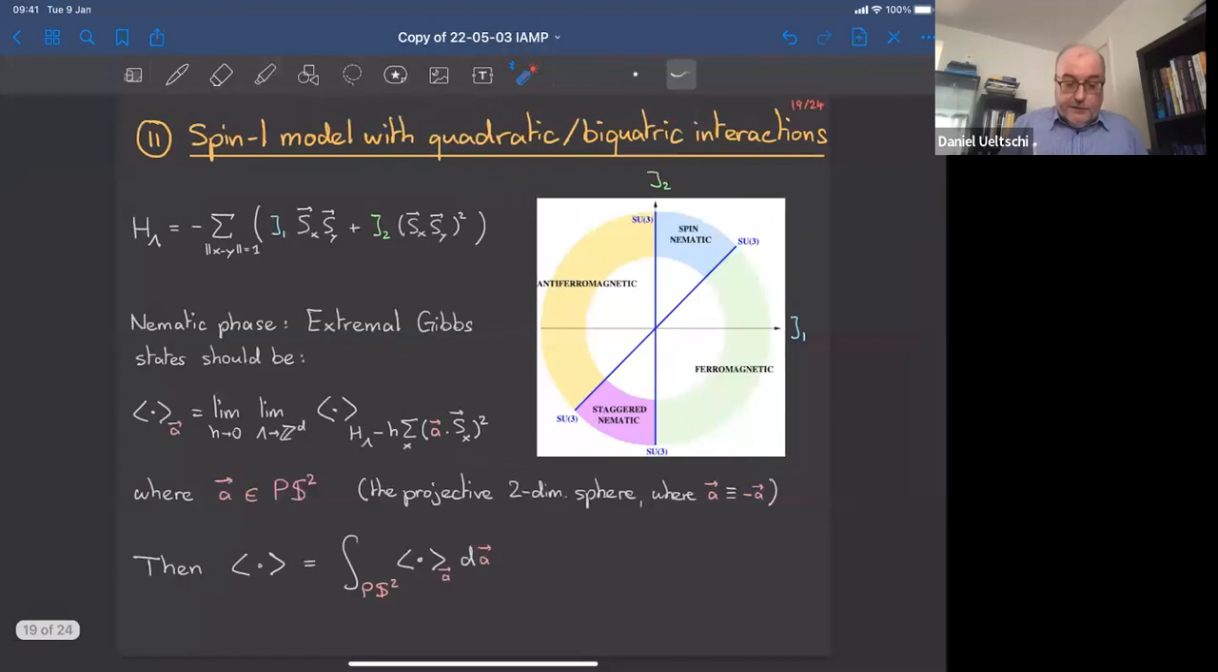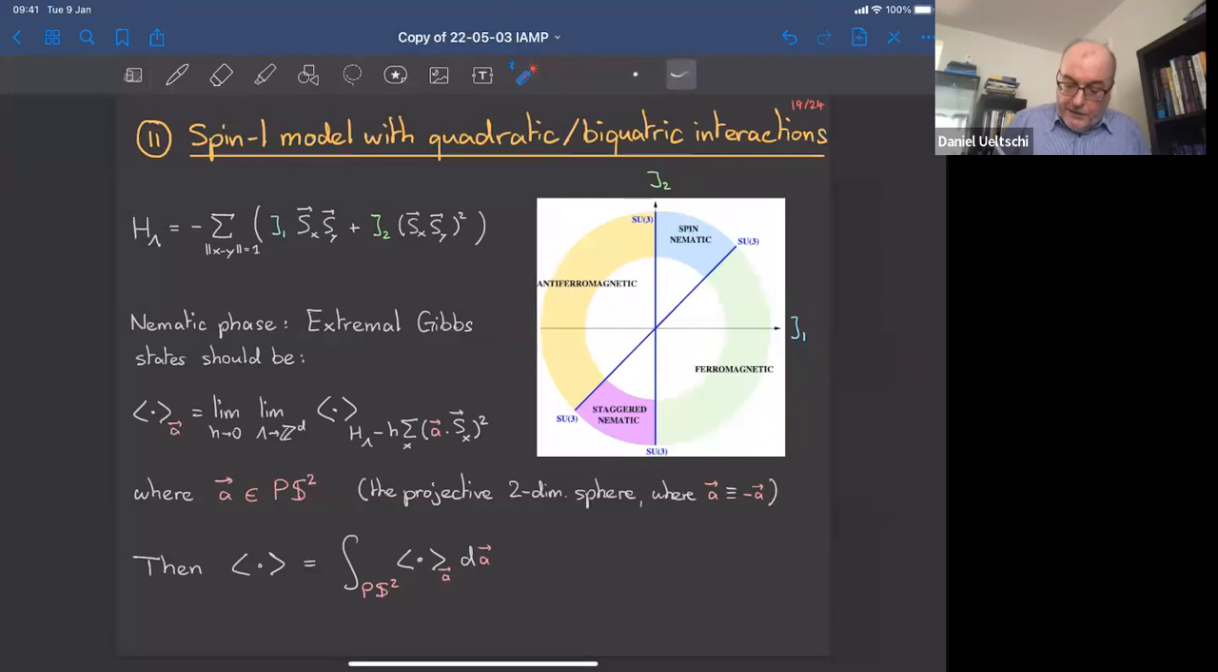Finally, I'd like to discuss the spin one model with quadratic and biquadratic interactions. So that's a model that we briefly saw before. So spin one, and the Hamiltonian is a linear combination of S_x·S_y and (S_x·S_y) squared with two parameters J1 and J2. And here you have a phase diagram for dimensions 3 and higher. So here you have J1, here J2. By the way, this direction over here is the Heisenberg model of spin 1. This is the Heisenberg anti-ferromagnet of spin 1. And what is expected is that you have a ferromagnetic region here, anti-ferromagnetic region over there.